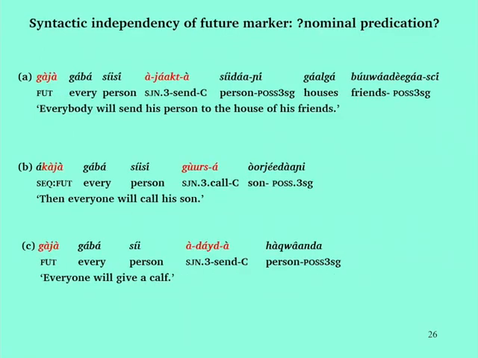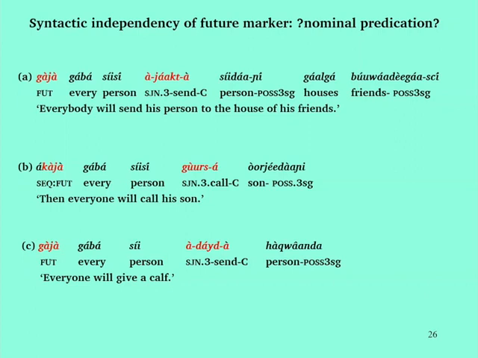Moving to the next one, I'm not sure about these constructions, which are taken from narratives of the Berger corpus of 1935. They could be nominal predications in which the future marker gadja acts as a predicator, which seems to be followed by a relative clause, so that the meaning of A might rather be rendered in a cleft, such as it will be everybody who sends his person to the house of his friends.